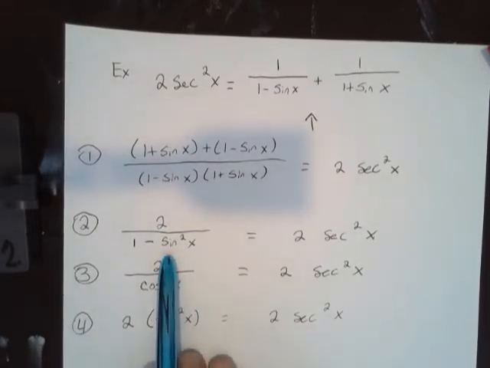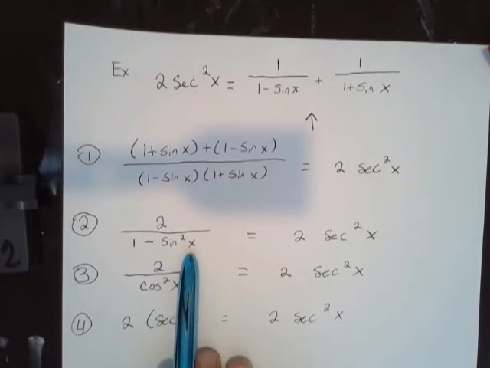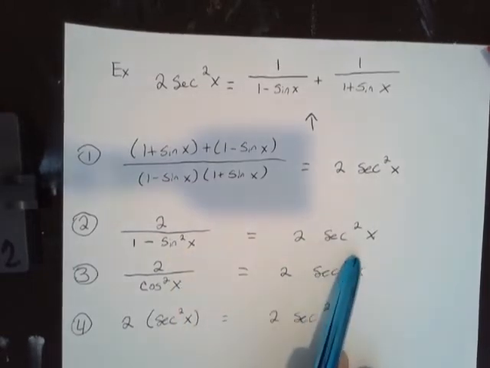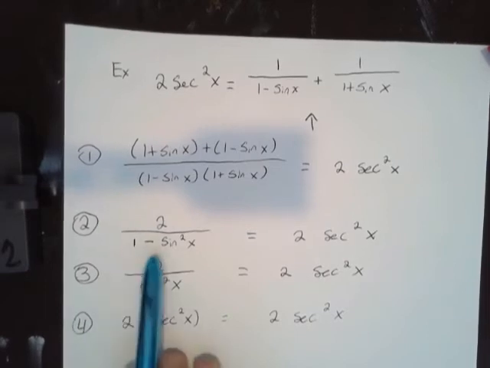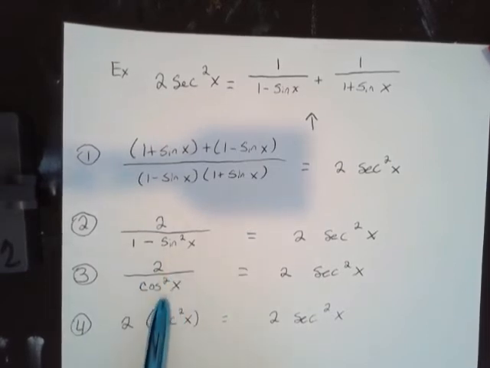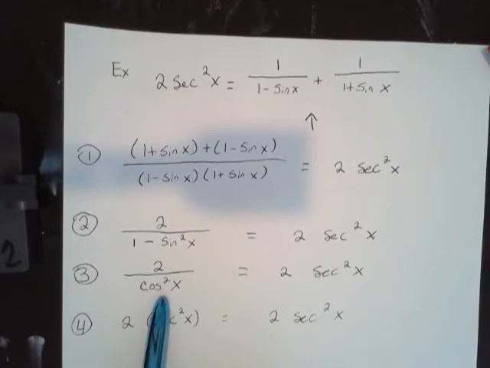Okay, so this gives me 2 over 1 minus sine squared of x is equal to 2 times secant squared of x, which I remember by my Pythagorean identity, 1 minus sine squared of x is the same thing as cosine squared of x. So I get 2 over cosine squared of x is equal to 2 times secant squared of x, which I can replace my cosine squared of x with secant squared of x by the reciprocal identity.